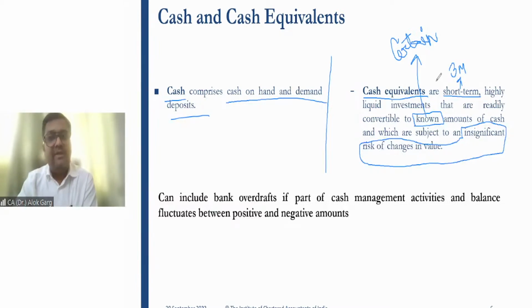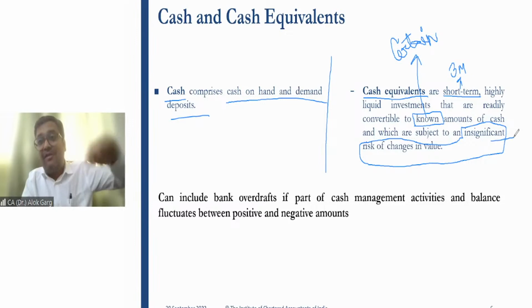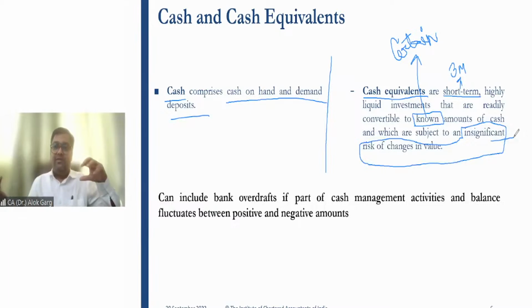But with a fixed deposit, you can say that if I've invested today, after 3 months I will be getting so much amount. After 1 month, I will be getting so much amount. Even after 7 days, I will be getting so much amount. So friends, although it is a short-term, highly liquid investment, it is not convertible to a known amount of cash. And which are subject to insignificant risk of change in value? No, these are subject to significant risk of change in value. So whatever I've invested today, tomorrow, day after, 1 month, 2 months, 3 months, there could be a huge change between what I have invested versus what I'll get.